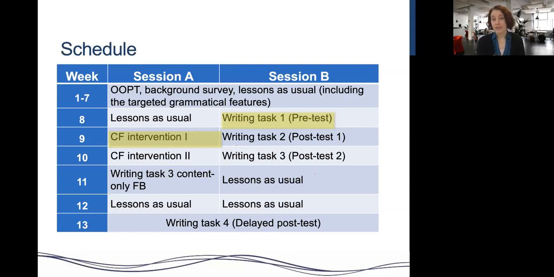Immediately after the feedback, they did their revision. They received their mark, they went home. When they returned to the next class, they had their second writing test. And then immediately in the following class, the second feedback intervention. And again, they did the revisions, submitted their revisions, received their mark and went home. And then when they returned, they had the third writing test. Following that, a few weeks of just lessons as normal, and then a delayed post-test there at the very end.